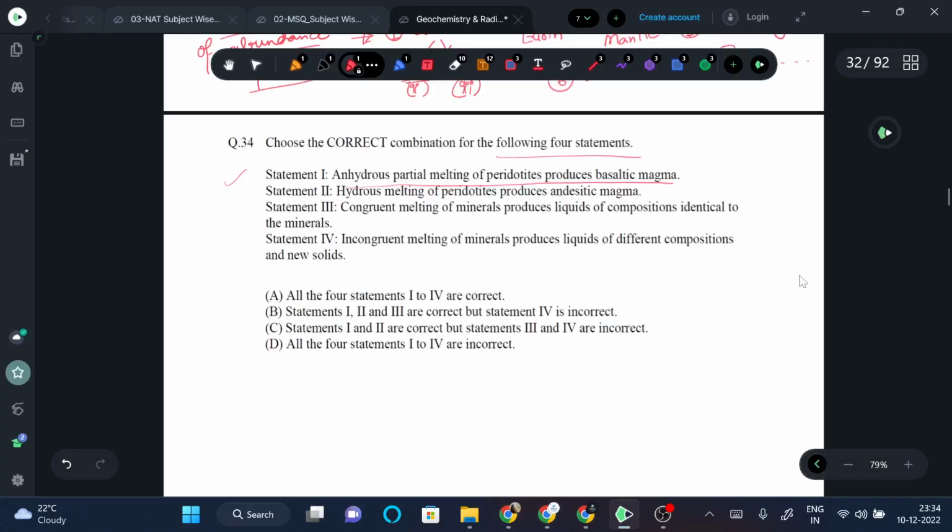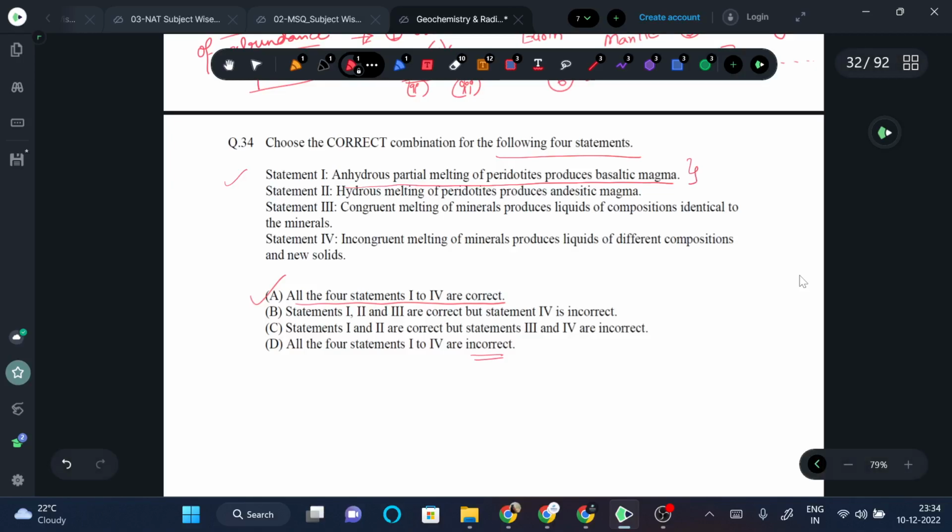Okay. Actually, in this particular question, firstly, let me tell the answer, then we will come to each statement. All four statements are correct. Actually, option A will be right: all four statements are correct. Option D is for incorrect. So in this particular question, all four statements that are given are correct.